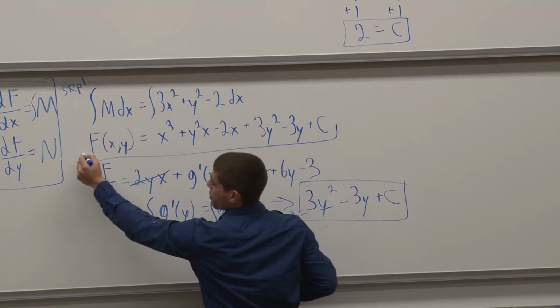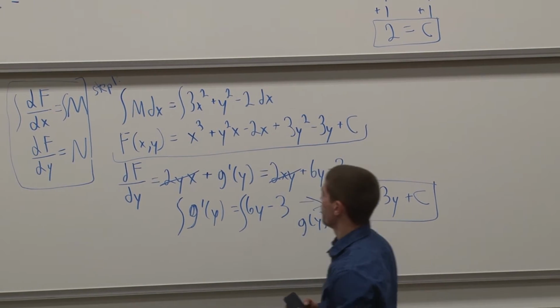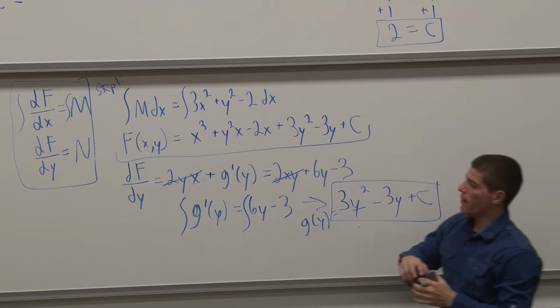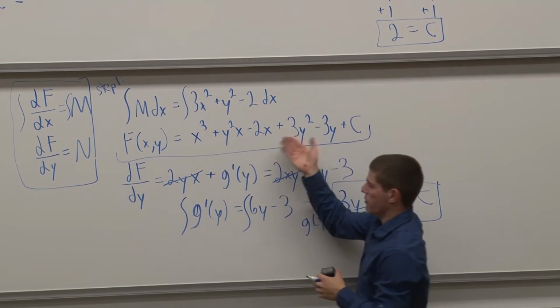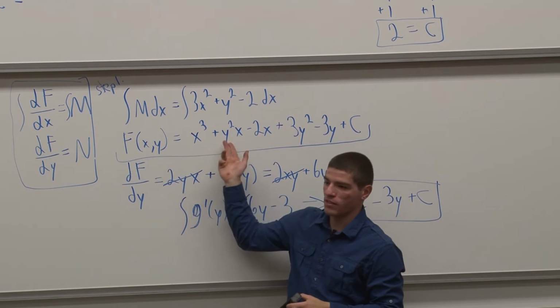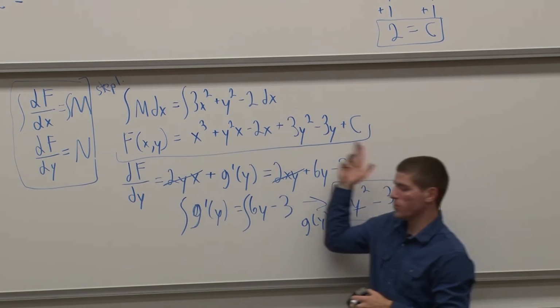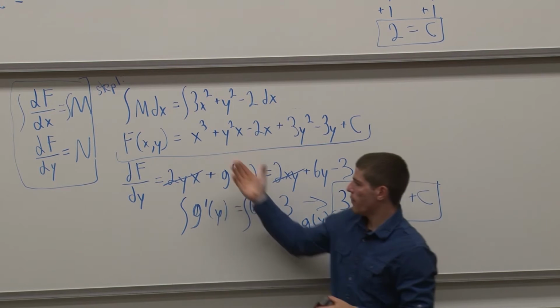If we did have an initial condition, which I don't think we do, we would plug in, we'd have f of x y, or just f of something equals, or you'd know what x and y is, and you know what this is. You just need to find c. So that's how it is.